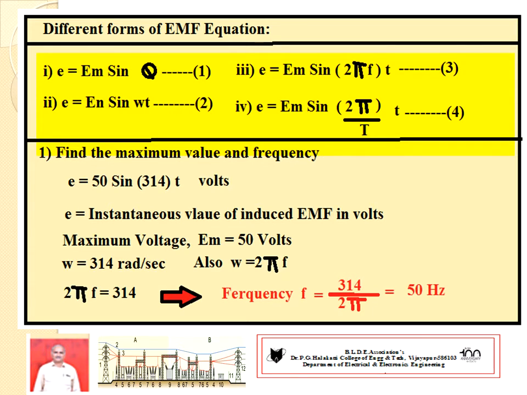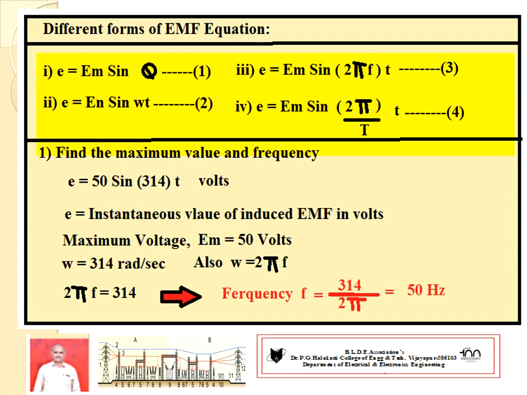So E equal to Em sin theta, equation 1. Theta may be replaced in terms of angular velocity, that is omega. So E equal to Em sin omega t, second form. Number 3, E equal to Em sin 2 pi f t, where omega is replaced in terms of frequency, and f is frequency, in cycles per second or hertz. Later on, frequency may also be replaced by time period, in seconds, capital T, the time period for one cycle.